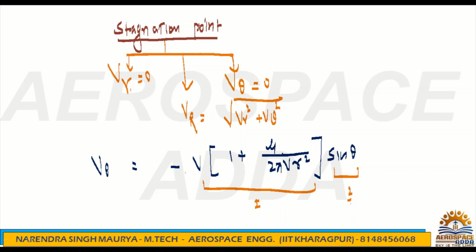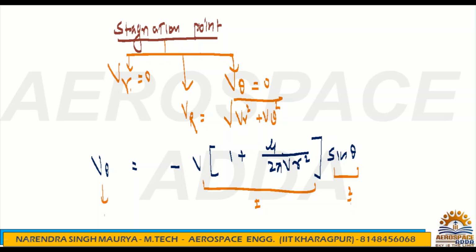Because first part 0 means velocity is 0. Yes or no? Otherwise the rest are constant. Mu is constant, r is constant. Mu is the strength of the doublet. So maybe doublet flow is 0, or maybe uniform flow is 0, but it is not 0. Doublet flow is also there and uniform flow is also there. If it were 0, then there would be no superimposition. So the first part is not 0. What is 0? The second part, so sine theta becomes 0, because we are talking about the stagnation point.